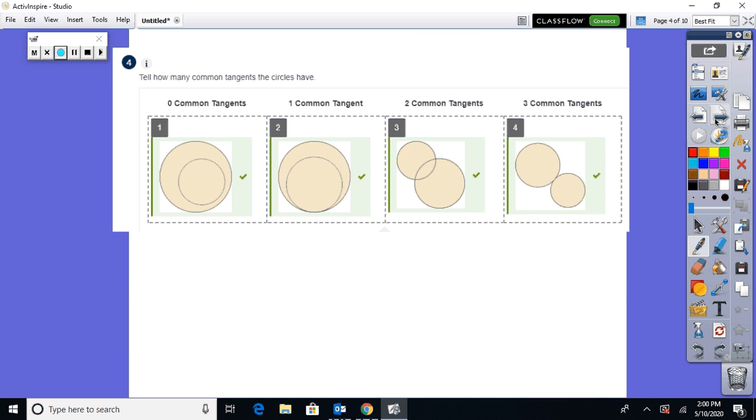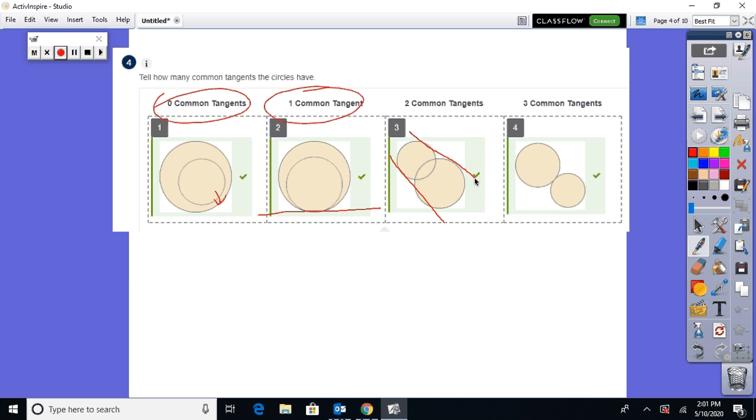Number 4. Tell how many common tangents the circles have. If you've got a circle tightly inside another circle, it's going to have 0 common tangents. Nothing is touching there at all. There's a gap in between. Now, 1 common tangent is if they only touch each other once, like that. So one's inside the other, but it touches in one spot as opposed to number one. Two common tangents, when they kind of overlap like this, you'd have a tangent there and a tangent there.